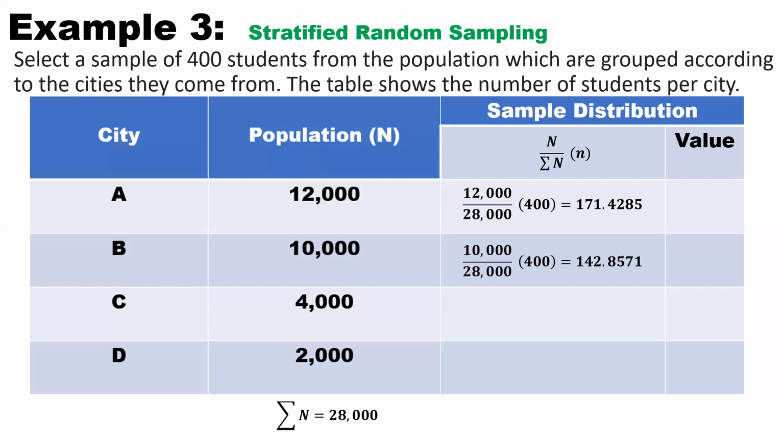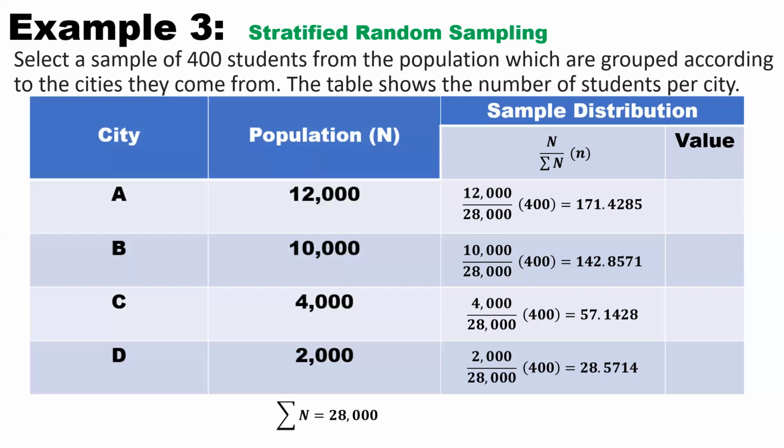For the second city, we have 10,000 divided by 28,000, multiply the sample size of 400, is equal to 142.8571. For the third, 4,000 divided by the total population of 28,000, times 400, which is the sample, we will have 57.1428. And lastly, 2,000 divided by 28,000, excuse me, times 400, the sample size. So 28.57.